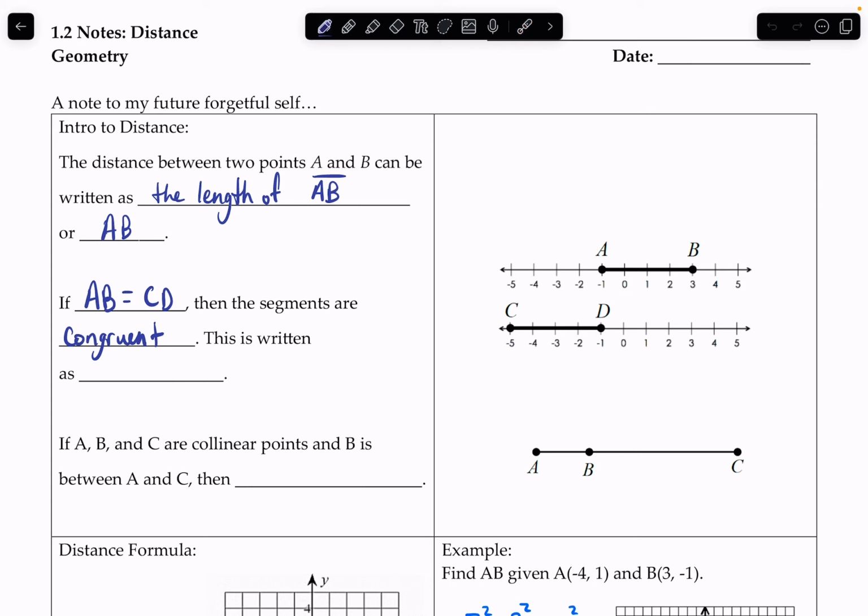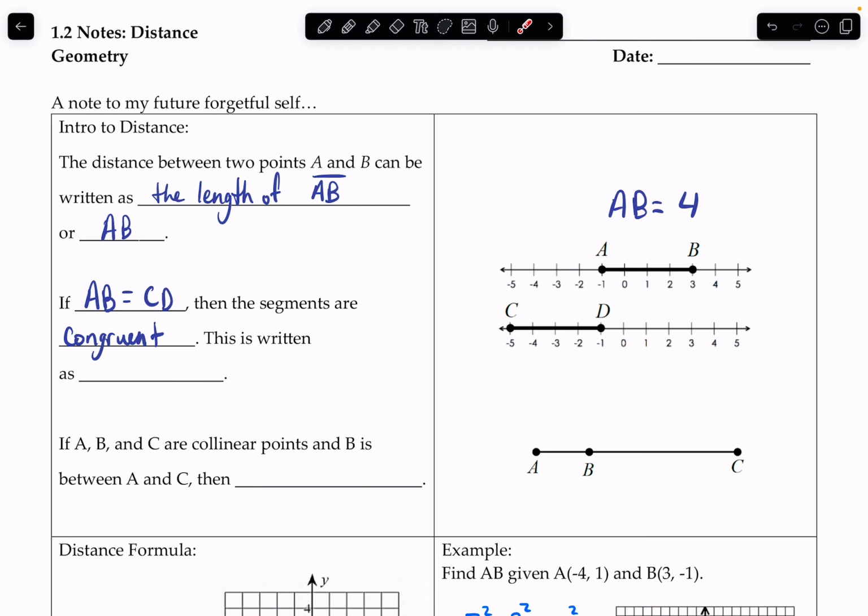So I could look at my problem over here, and I could say, okay, AB is equal to, and, nothing too groundbreaking here. If I want to go from -1 to 3, I'm going to go 4 units. You could do 3 minus -1. You could take the absolute value of -1 minus 3. Either way, it's 1, 2, 3, 4 units. So AB, again with no notation above it, is 4.